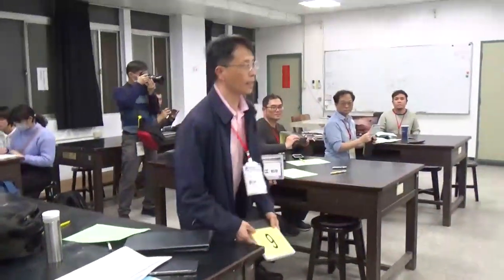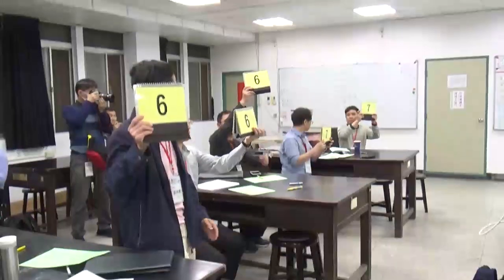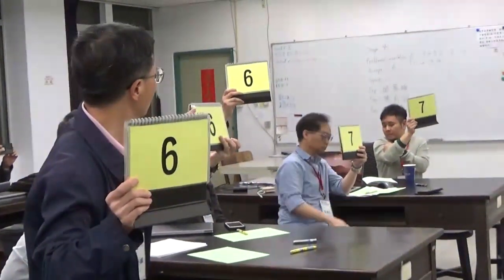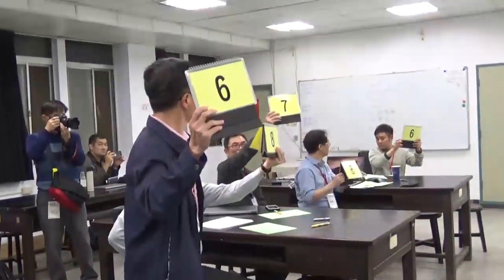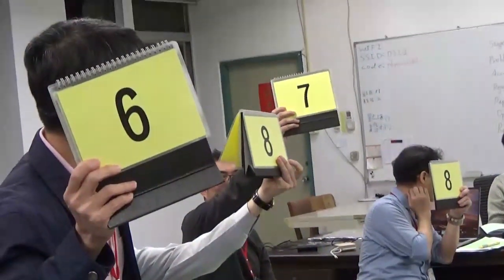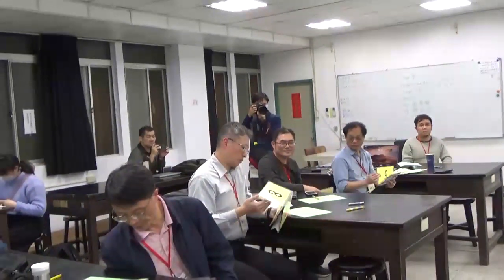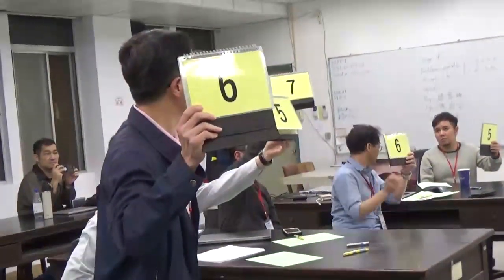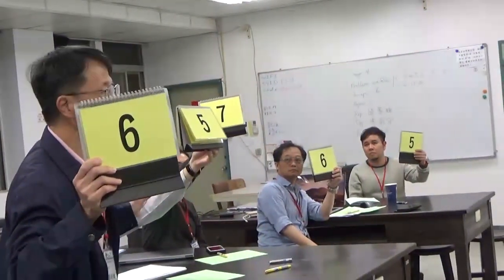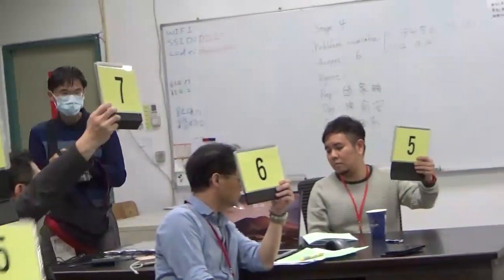The grade for the reporter: 6, 6, 6, 7, 7. Okay, correct. And the grade for the opponent: 6, 8, 7, 8, 6. Correct. And the grade for the reviewer: 6, 5, 7, 6, 5. Correct. Okay.